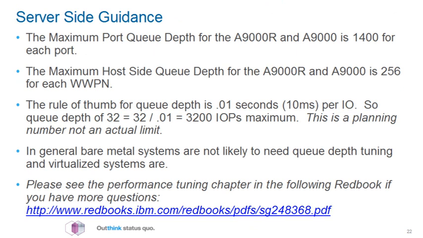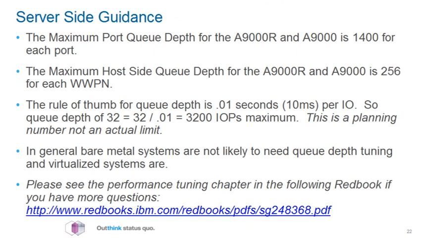The second thing you need to know is the maximum host side queue depth for the A9000R and A9000 is 256 for each WWPN. That means that the rule of thumb is 25,600 IOs for each WWPN on the host side.